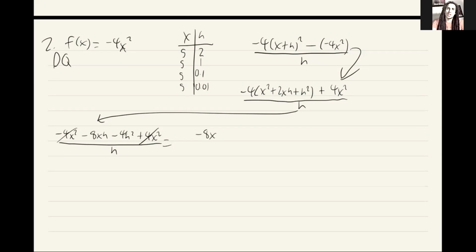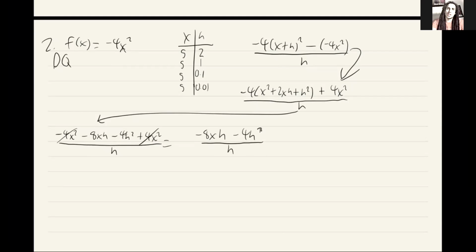After that, we have negative 8x minus negative 8xh minus 4h squared over h. And again, because all of these have h in common, we are going to strip it. We're going to get it out of here. So then when we strip this h out of the negative 8xh, we're left with negative 8x.